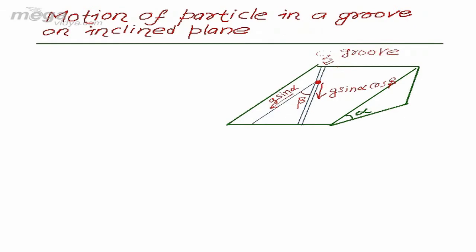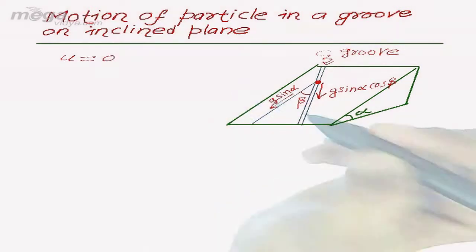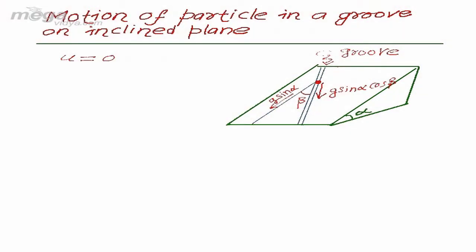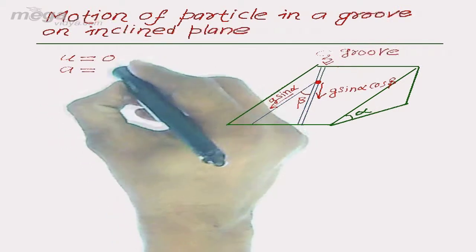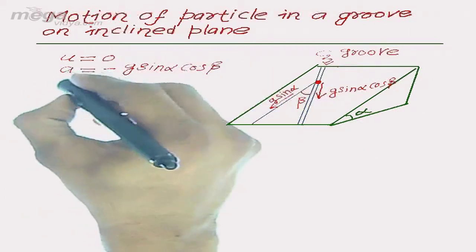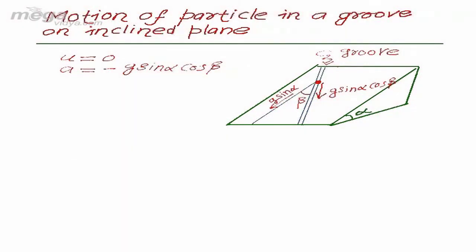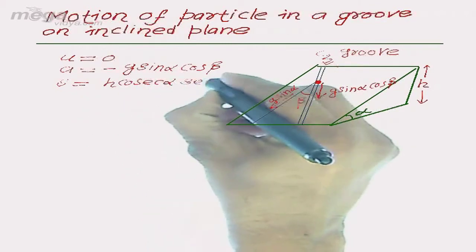So to calculate the time taken by the particle to reach from top of the groove to bottom of the groove, we can take u equal to 0 because the particle is sliding from the top of the groove. So initial velocity is 0. Acceleration of the particle is downward g sine alpha cos beta. Displacement can be written as h cosec alpha sec beta.